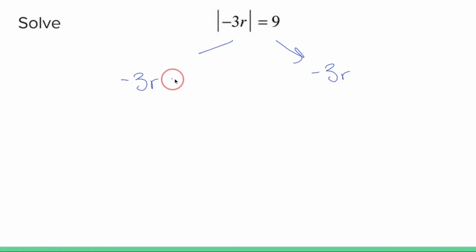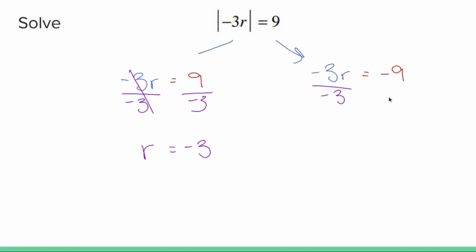On the right side, we're going to have the original right side, and on the other right side, we're going to have its opposite. Okay, so we split this up into two equations, negative 3r equals 9 and negative 3r equals negative 9. And you solve each equation separately. Divide both sides by negative 3. R equals 9 divided by negative 3 is negative 3. Easy peasy. Do the same thing over here. Divide both sides by negative 3. R equals negative over negative is a positive, so positive 3.